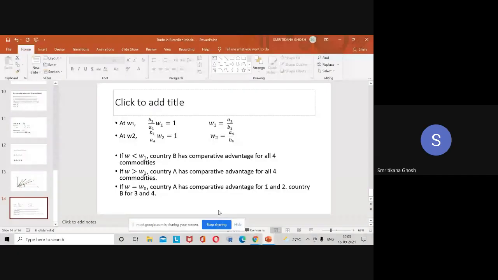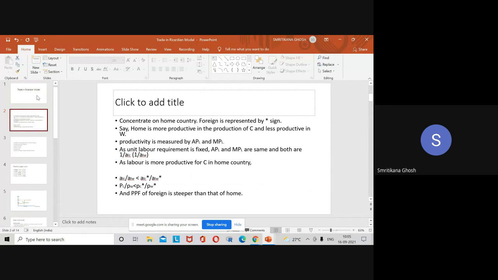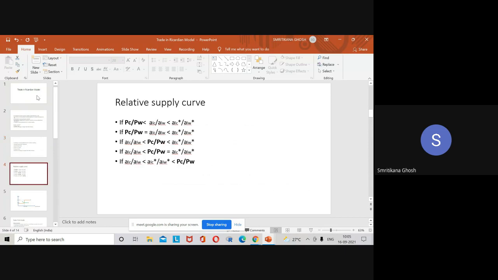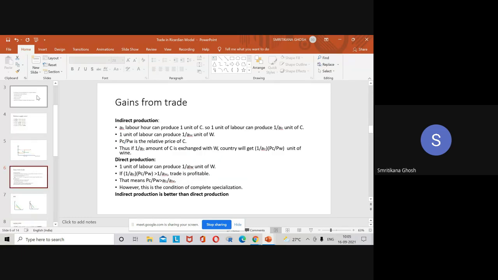So we are discussing the trade in the Ricardian model, and I'm just going through the slides, just check it once. Just the notations, then the PPF, the slopes, the comparison of the slope of the PPF of the home country and the foreign country. Then we derived the relative supply curve, and the corresponding relative demand curve and equilibrium. And then after that, the gains from trade, this is something new for us.